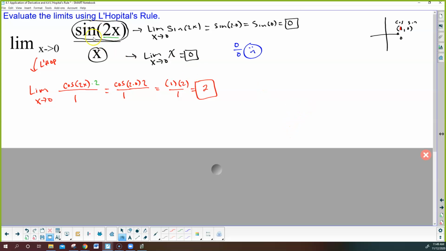By the way, we also knew this answer from a graphical interpretation. We knew the sine of x over x as x went to 0 was 1, and the 2 just doubles it. So there's more confirmation that L'Hopital's rule works.